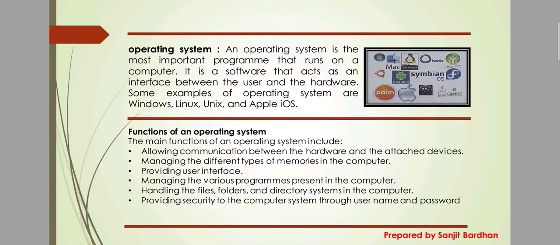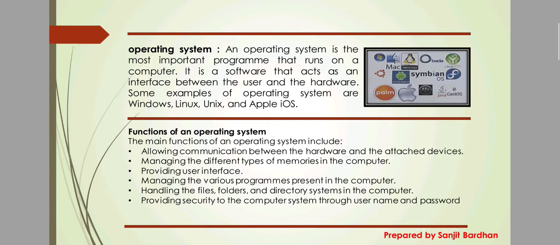Next is function of an operating system. The main function of an operating system is allowing communication between hardware and attached devices. That means allowing communication. Communication मतलब हम लोग easy से हार्डवेयर से बात कर सकते हैं by using input. Okay, we all know that computer needs some instruction to do any work. So the operating system allows communication between the hardware and the attached device.